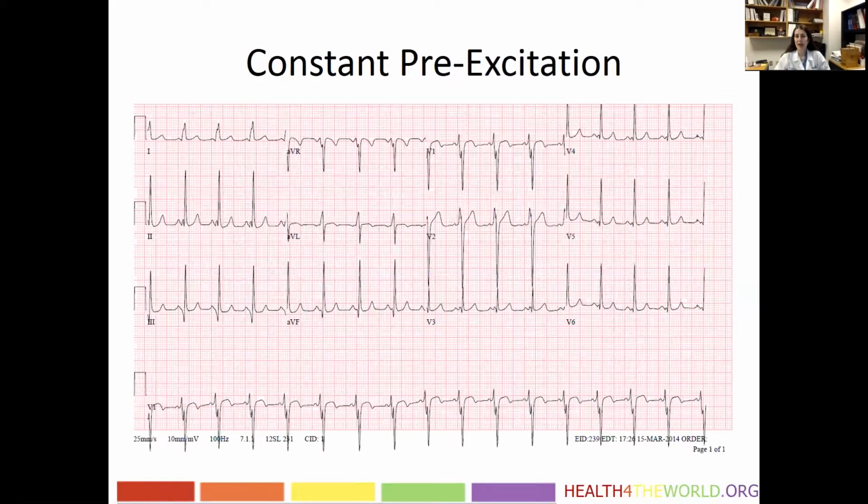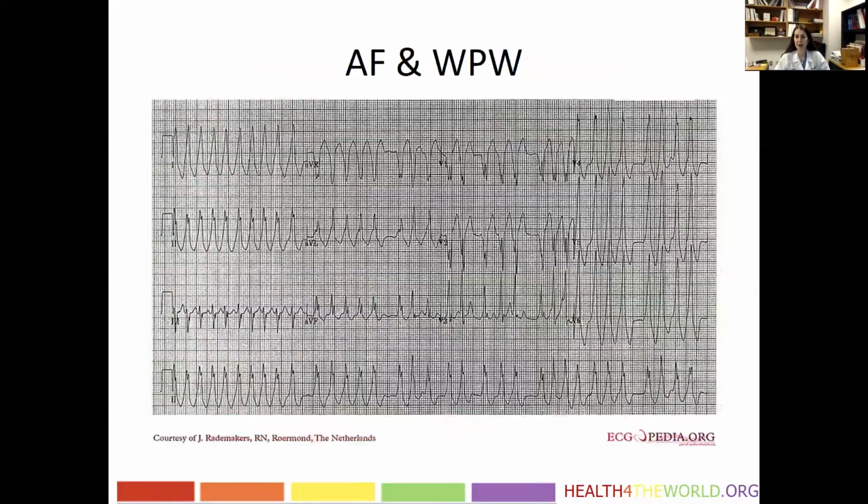This is, on the other hand, a patient with constant pre-excitation. So every beat, the presence of a delta wave is there for every beat. You can see there a negative delta wave and a short RP for every complex. This is a patient that we would refer for further evaluation.